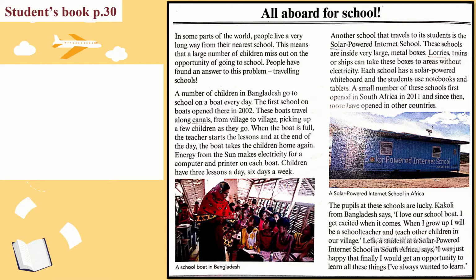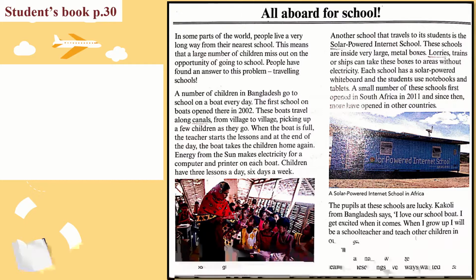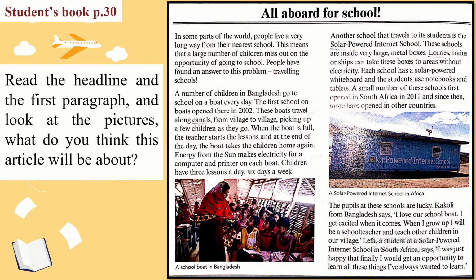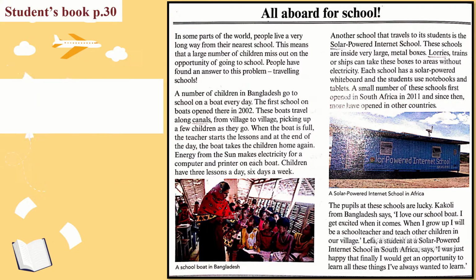So, after watching the video, now I guess you have an idea what unusual schools are. This article, which is present in your student's book, also talks about the same thing. Open your student's book and read the headline and the first paragraph and look at the pictures. What do you think this article will be about? Now take your time, pause the video again and read the whole article and see if you were correct with your answers.